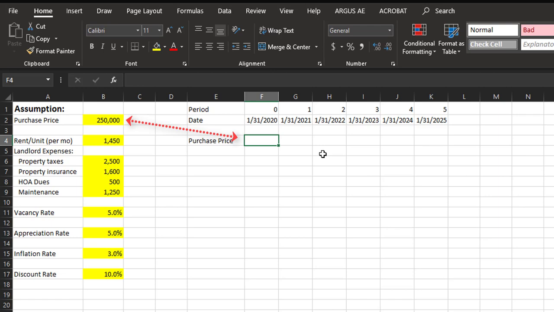Now, because this is a cash flow and I know that I want my cash flows to have a directional aspect to them, that is, negative cash flows are cash flows leaving me, positive cash flows are cash flows I'm receiving, I want to make this one a negative cash flow because I'm paying the purchase price. So I'm going to type in a negative and then refer to that cell. So negative B2, if I hit enter, you can see it shows up as a negative cash flow, and I'm paying it and everything is as it ought to be.